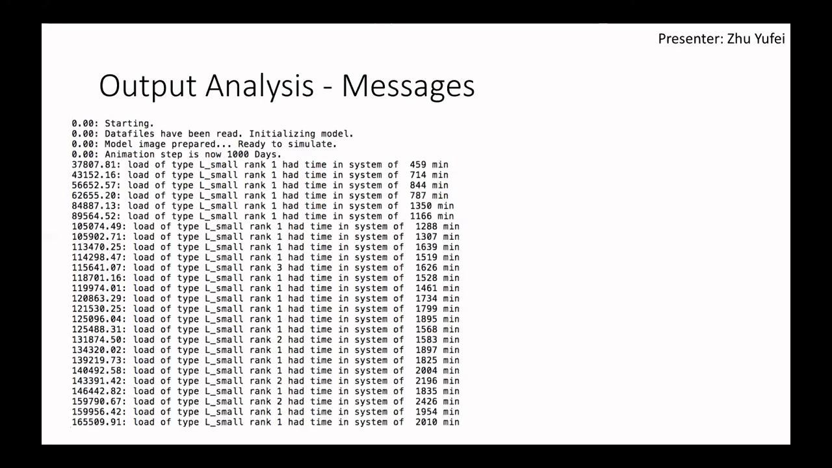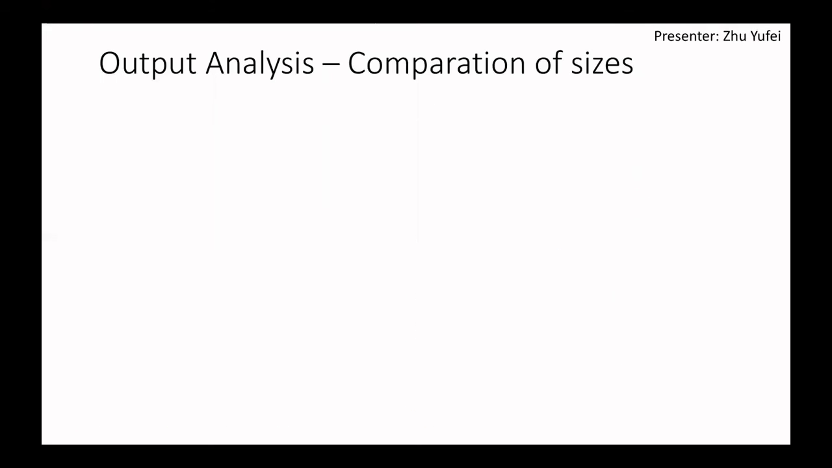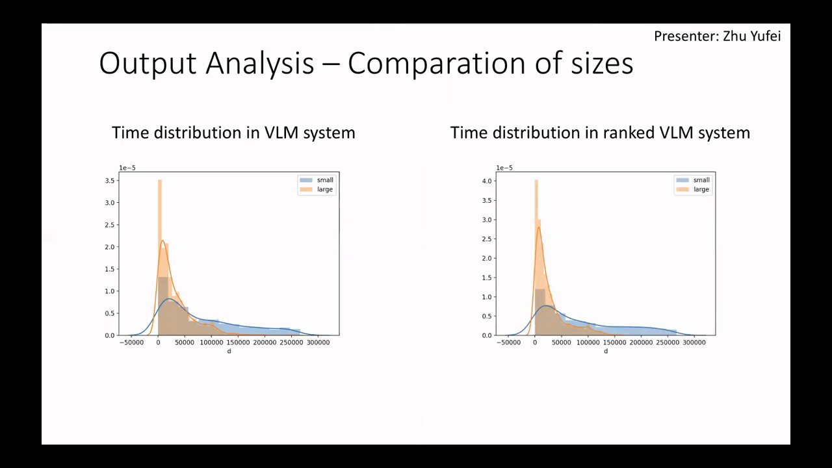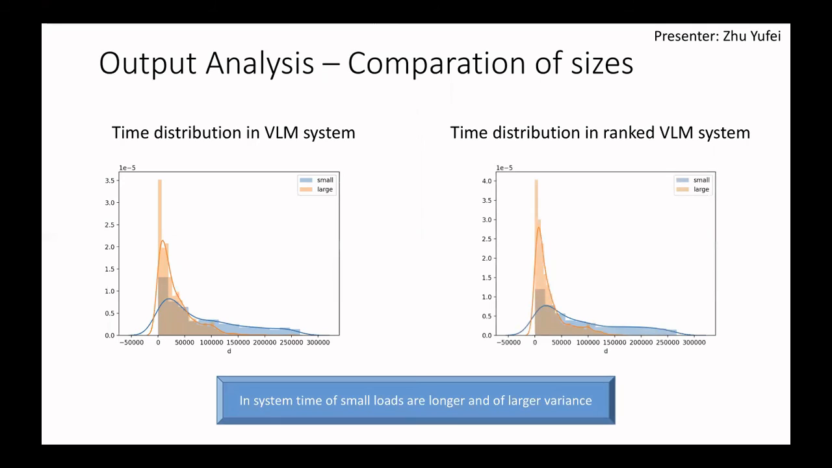Moreover, in order to study intangible relationships between in-system time and load popularity or size, we printed out size, priority, and total in-system time for each load in simulation message files. By information extraction and data analysis, we plotted time distribution diagrams of small and large loads in both VLM and ranked VLM systems with the Seaborn library from Python. Blue stands for small size loads, while orange stands for large. From the 2 diagrams, it could be concluded that in-system time of small loads is longer and tends to have larger variance.